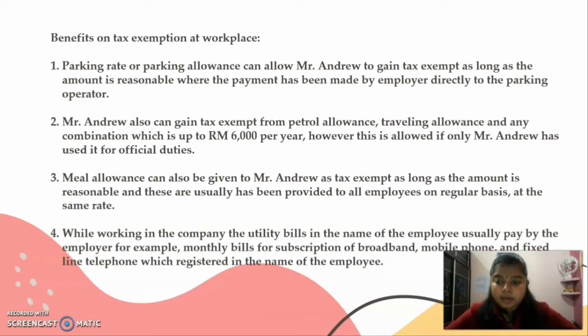Third, meal allowance can also be given as long as the amount is reasonable and it has usually been provided to all employees on a regular basis. Fourth, while working in the company, the utility bills in the name of the employee are usually paid by the employer. For example, monthly bills of subscription of broadband, mobile phone, fixed line telephone, which is registered in the name of the employee.